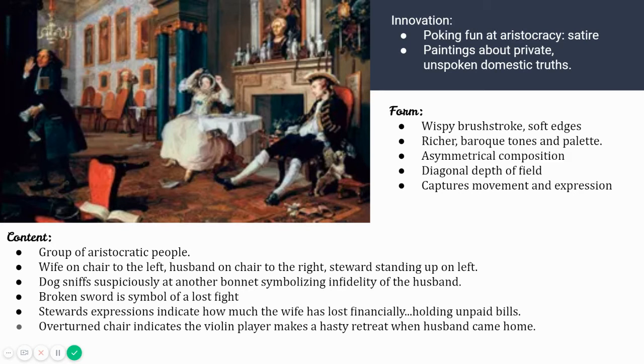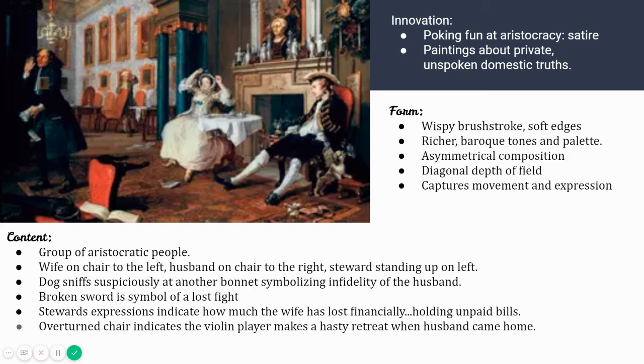We also have a broken sword lying on the floor, which can symbolize the loss of a fight, or that the husband went out and was creating a ruckus. But the fact that the sword is broken is probably a symbol that he was defeated or lost. Others have interpreted that symbol as a sign of not being able to have sexual gratification.